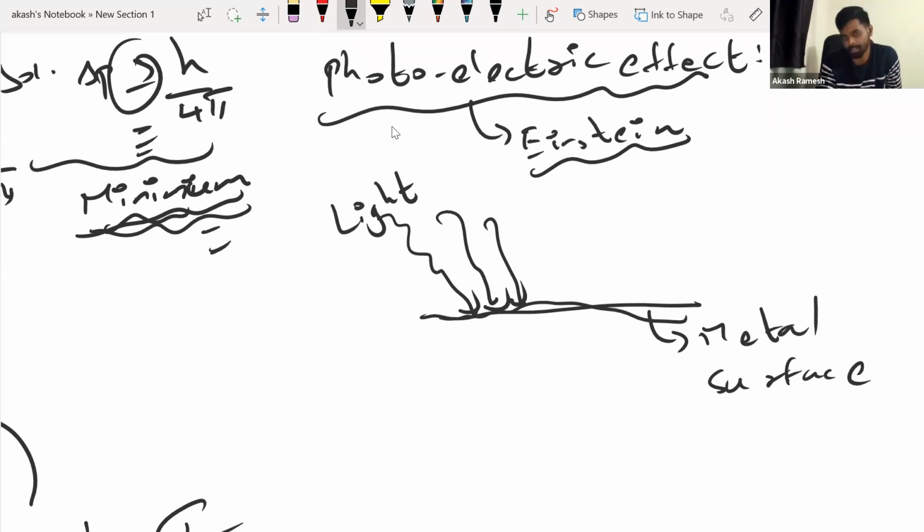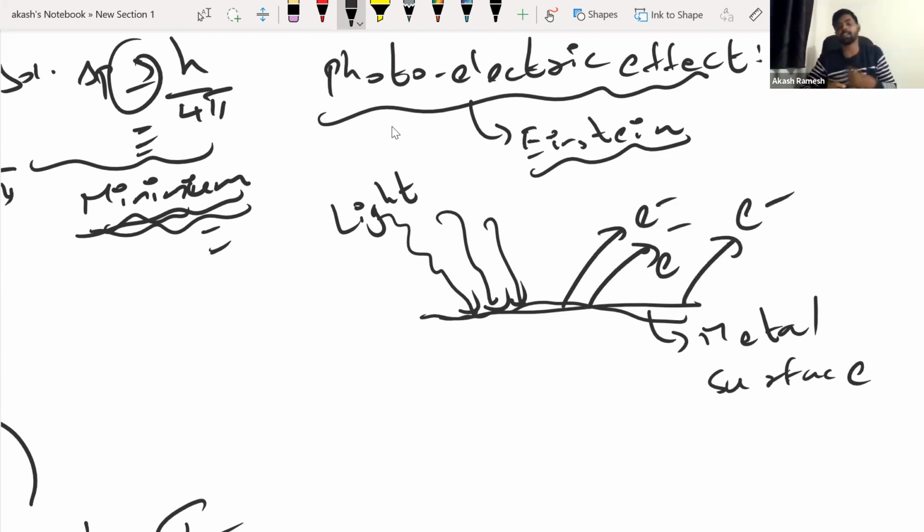Now what he observed when the light hits the metal surface is that from the metal surface, electrons are ejecting out. This is a very, very simple thing. There is a metal surface, to the metal surface light is illuminated, and after the light is illuminated, the electron comes out of the metal. That is what he observed. Now this entire effect is what is called the photoelectric effect.